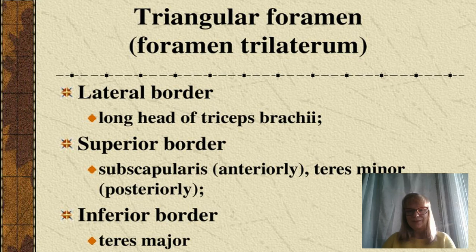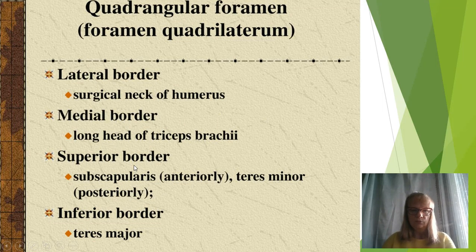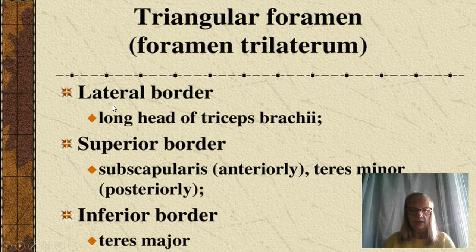Triangular foramen, trilaterum. The medial border is the same as the middle border for the quadrilaterum, because the structure delimits two foramens. And then the lateral border is the long head of the triceps. The superior border is the same: anteriorly subscapular and posteriorly teres minor, inferiorly the teres major muscle. Subscapular, teres minor, teres major are muscles of the upper girdle, the pectoral girdle.